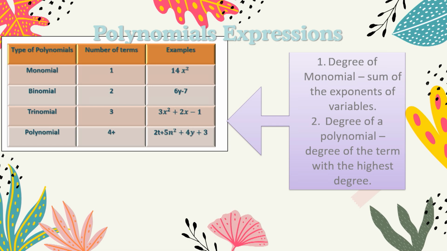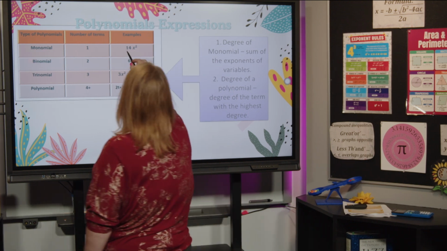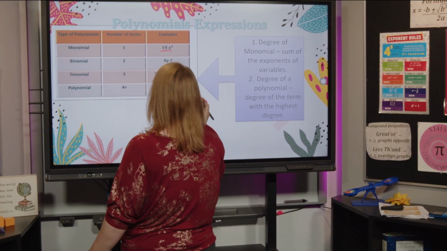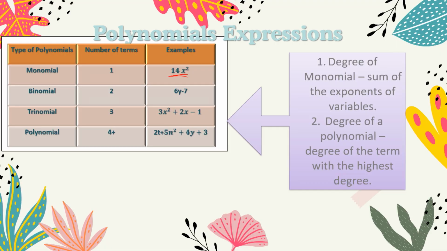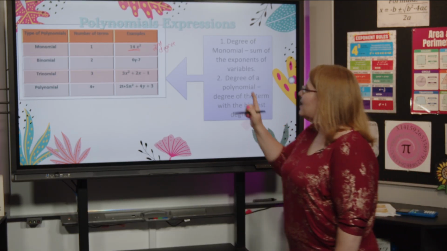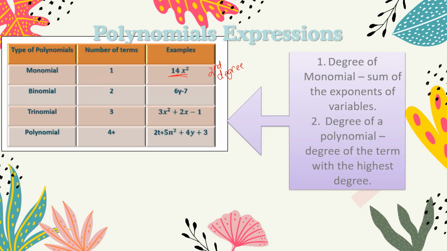It says, for number 1, the degree of a monomial is the sum of the exponents of the variables. So let's look right here. So here's my monomial. The sum will only have 1, so we would say this has the second degree. That's how many degrees that monomial is. Let's look at the next one. 6y minus 7. I don't see an exponent, so it's an understood 1. So this would just be to the first degree.